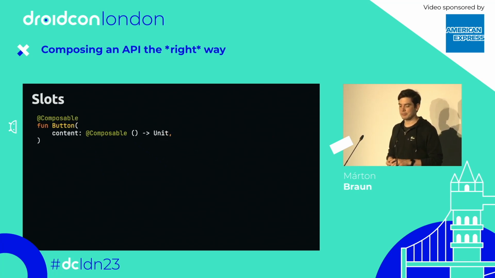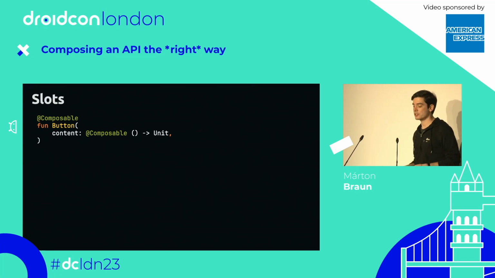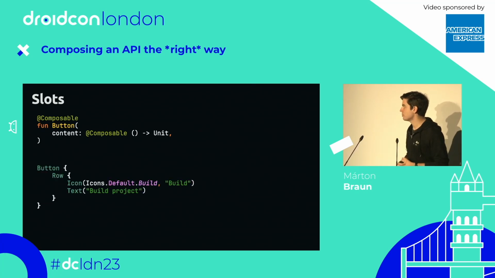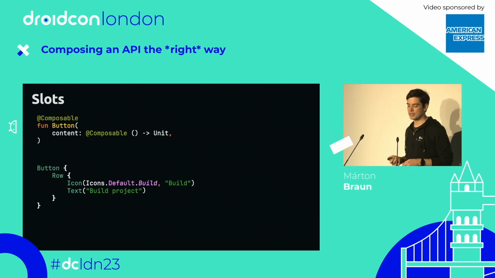If we take an example like one of these basic button implementations, we can see how we can use a slot API. We can pass in one of these composable functions as a parameter. And then on the call side, we can provide some composable code as a function, in this case a lambda, which is passed into the button. So you should be familiar with this.